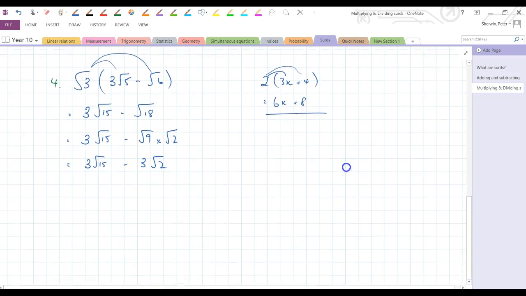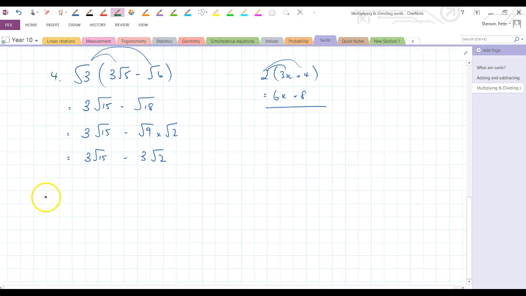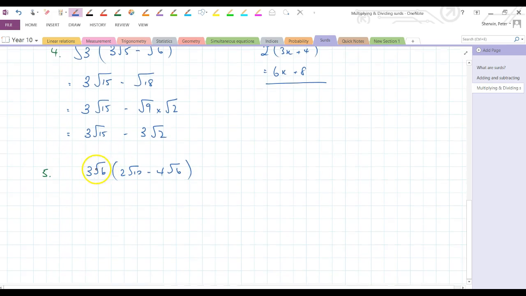Now this next example would be great if you could pause once I've written out the question and then have a go at it yourselves. So it's 3 root 6 and then open up 2 root 10 minus 4 root 6. Okay, so have a go at this using that distributive law. Distributive meaning this distributes multiplication-wise through both those terms, and then play through and see if we get the same answer.